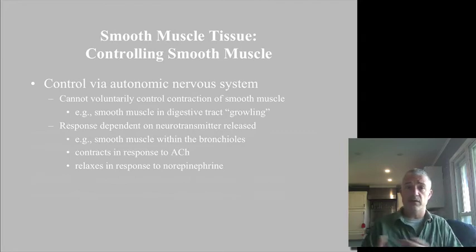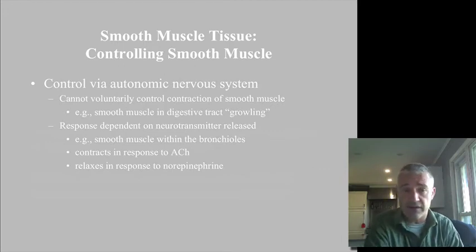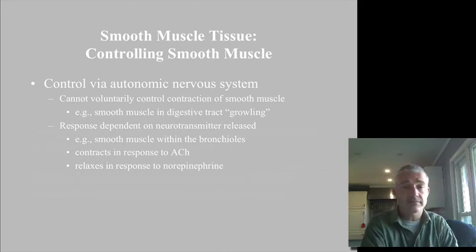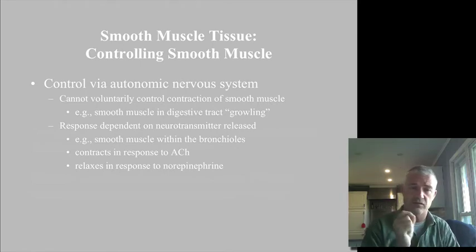The other thing we're going to see in this one is this is controlled not via the somatic nervous system, but via the autonomic nervous system. So this is something that we do not have voluntary control over. If you've ever had your stomach growling, especially during a test, you can kind of realize this. These respond to acetylcholine still, but again, this is through the control of the sympathetic and parasympathetic nervous systems. So these ones are generally going to contract in response to acetylcholine, relax in response to norepinephrine.